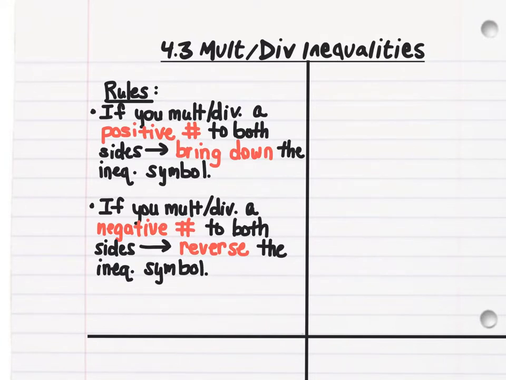So with multiplying and dividing inequalities, there is an important rule: sometimes you will bring down the inequality symbol and sometimes you reverse the inequality symbol. These are the basic rules for when you reverse or when you bring down. The first rule is if you multiply or divide a positive number to both sides, that's when you bring down the inequality symbol. The second part is if you multiply or divide a negative number to both sides, you then reverse the inequality symbol. So we're going to apply these rules to the problems on these notes.